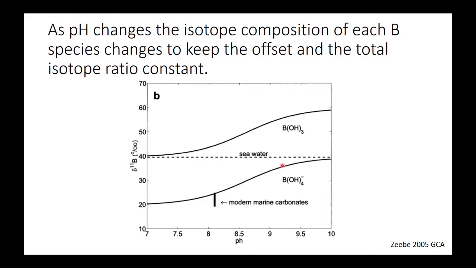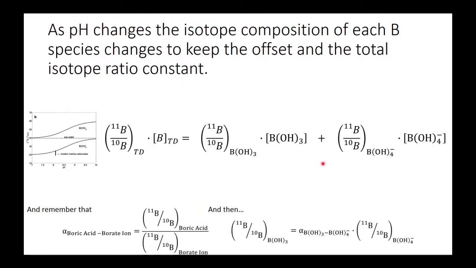Okay, so we can actually do the maths if we were so inclined, and all this is saying is that the total concentration of boron times the isotopic composition of the total is equal to the sum of the individual parts, so equal to the amount of boric acid times the isotope ratio of the boric acid plus the amount of borate ion times the isotope ratio of that.